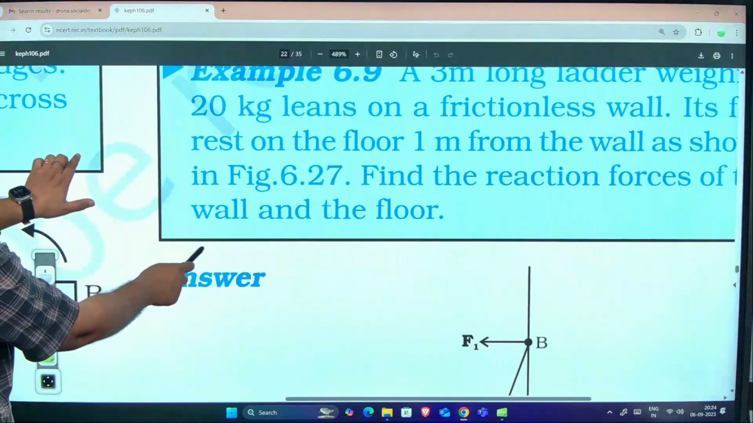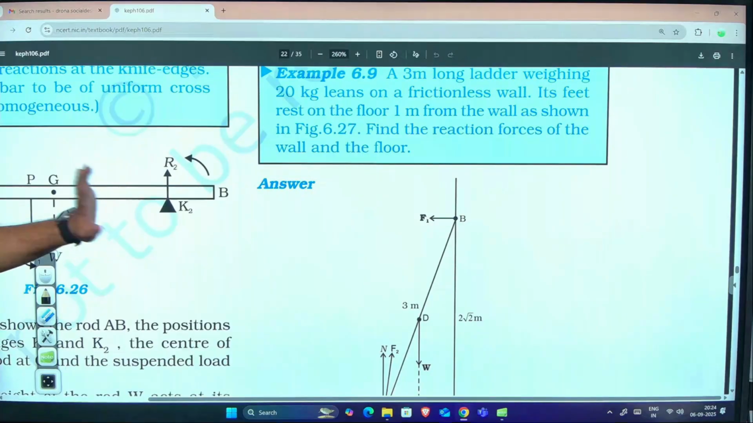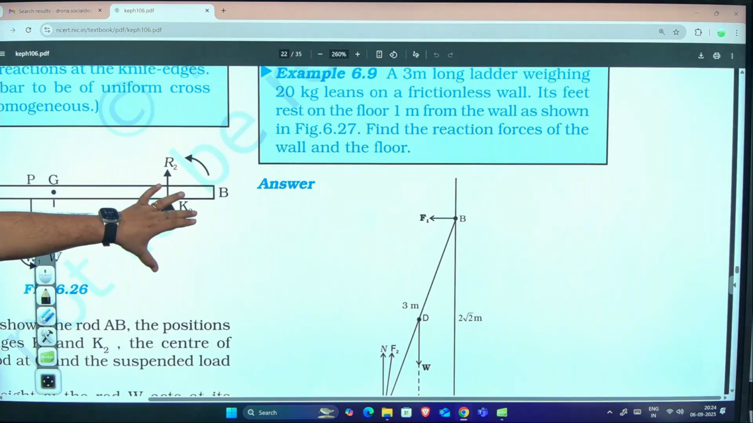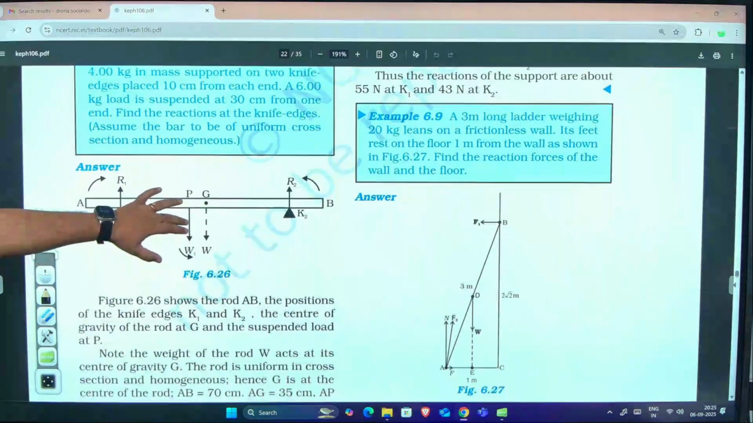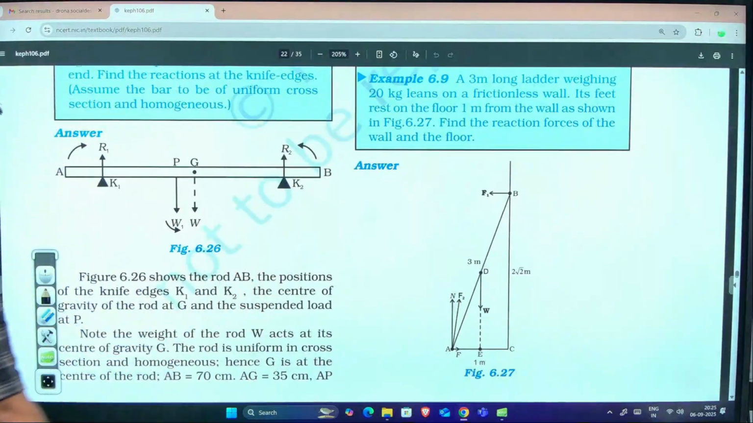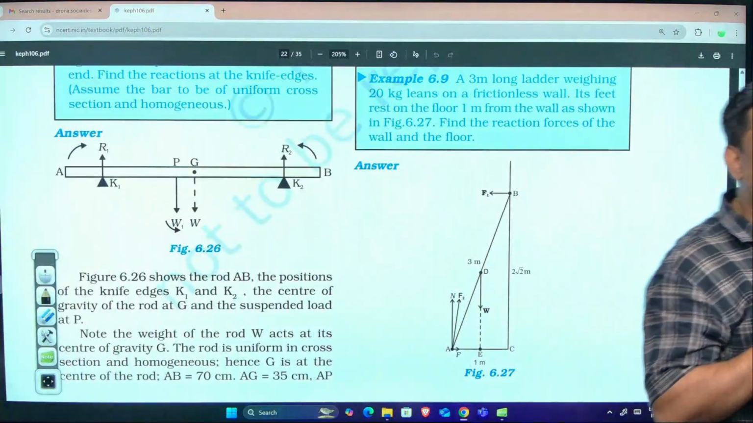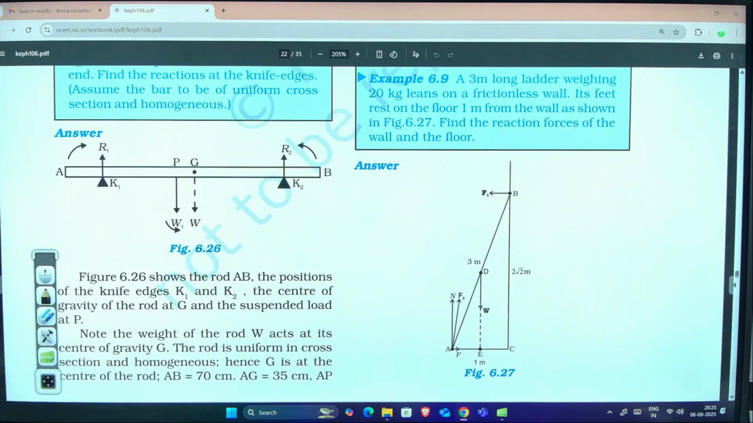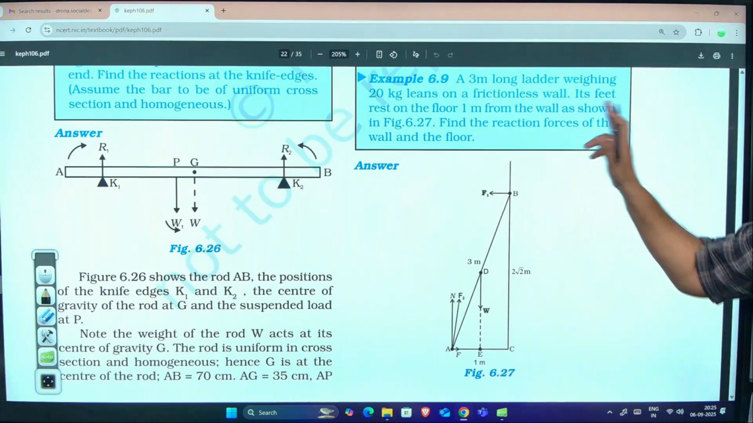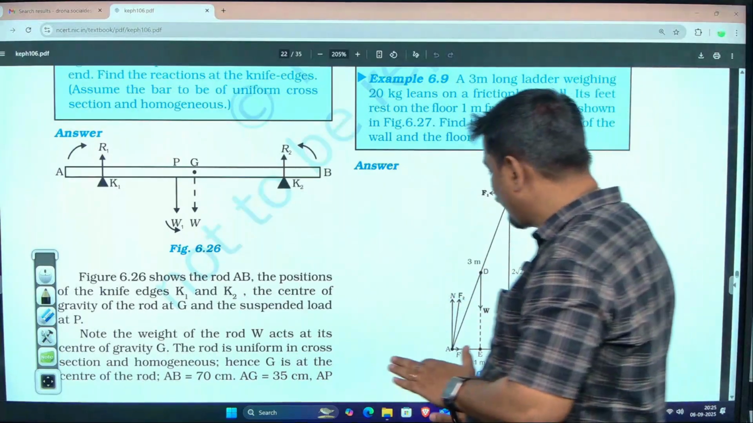Now see this question. Don't try to see what they have given in the answer. You will not understand. NCERT book, okay? Do by yourself. It's a good question, a little bit complicated. Is it visible to everybody? They have told a 3-meter ladder weighing 20 kg leans on a frictionless wall. Its feet rest on the floor 1 meter from the wall as shown in the figure. Find the reaction forces of wall and floor.